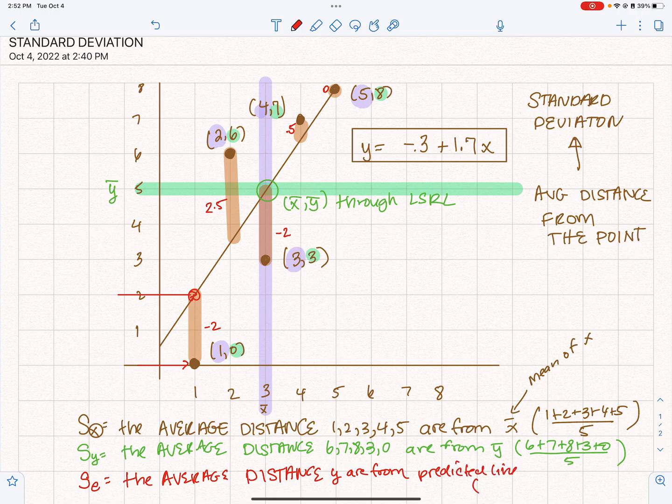Or you could say the average of my residuals, the average residual, because that is the average distance from the line. And those are the 3 types of regressions, standard deviations.